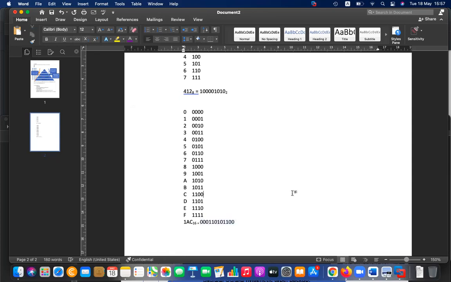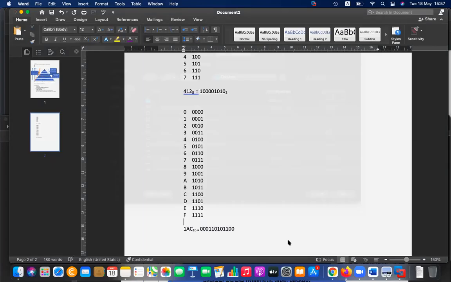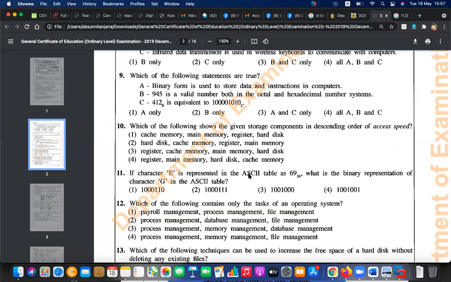Okay. Right. So I'll save this as a paper discussion and send this to you. Okay, next question, you know how to answer question number 10. Because we have already discussed that.